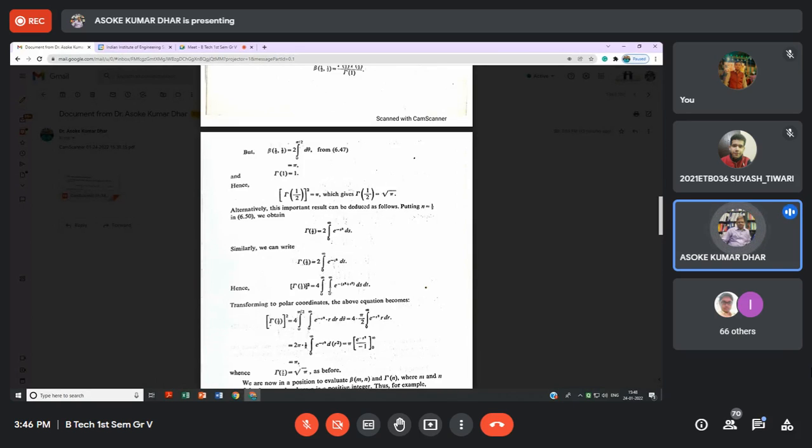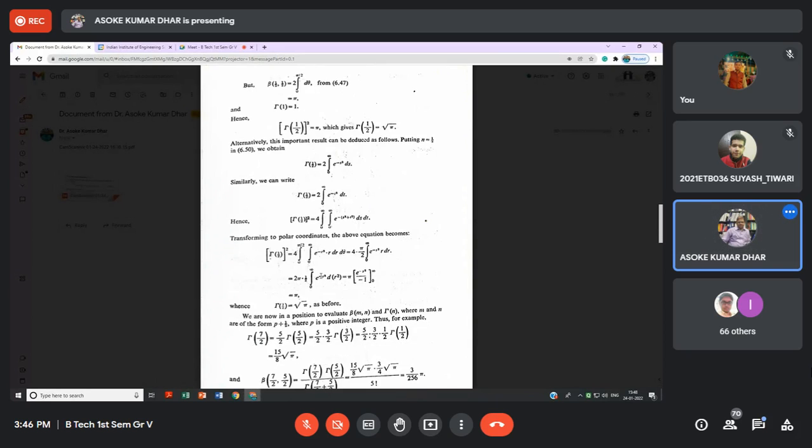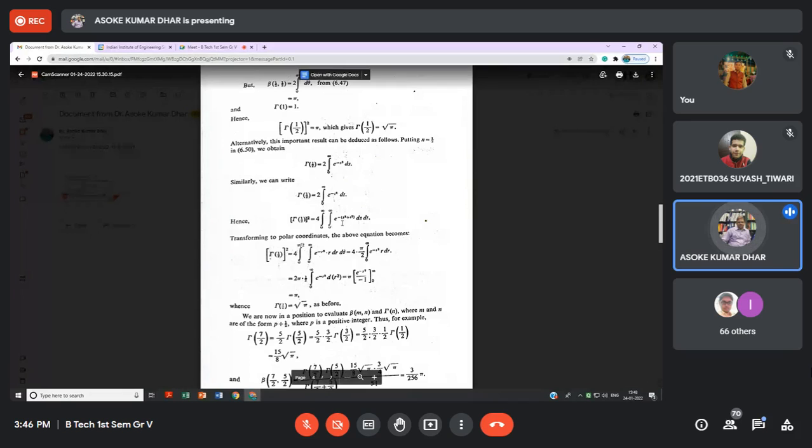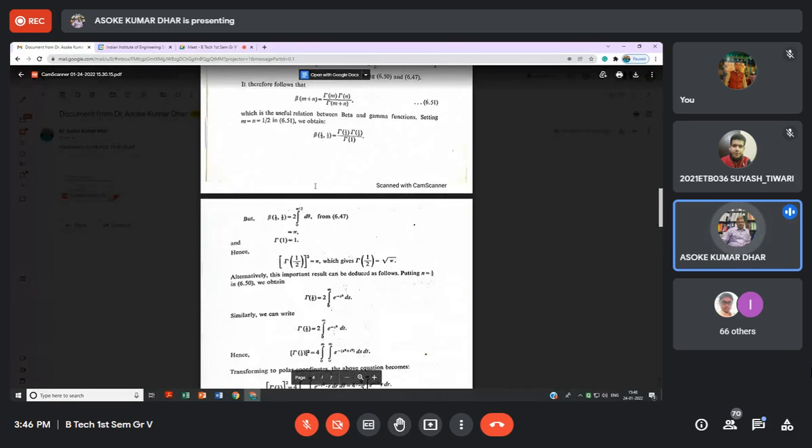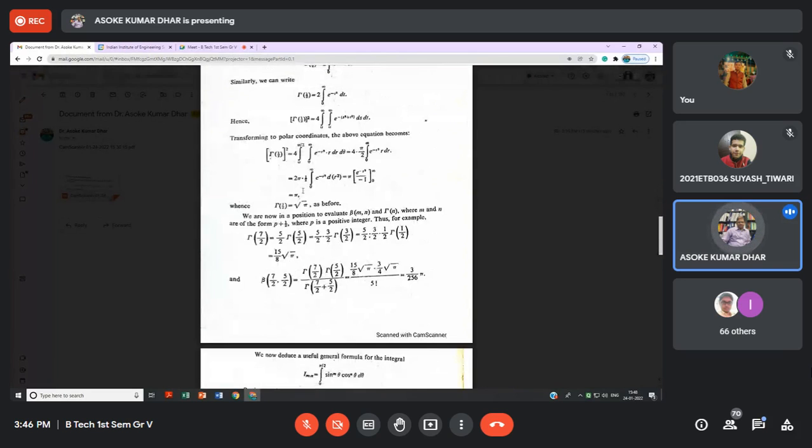So gamma half a whole square is equal to this, is equal to this, s square plus t square. Put s is equal to r cos theta, t is equal to r sin theta. So this is e to the minus r square, Jacobian r dr d theta. Again calculation, you will get gamma half a whole square is pi, so that gamma half is root pi. So we may calculate the value of gamma half directly from gamma function and another using beta function. Both the values are same.